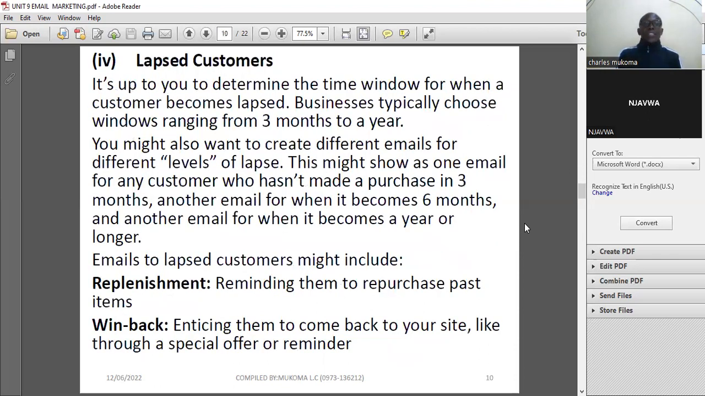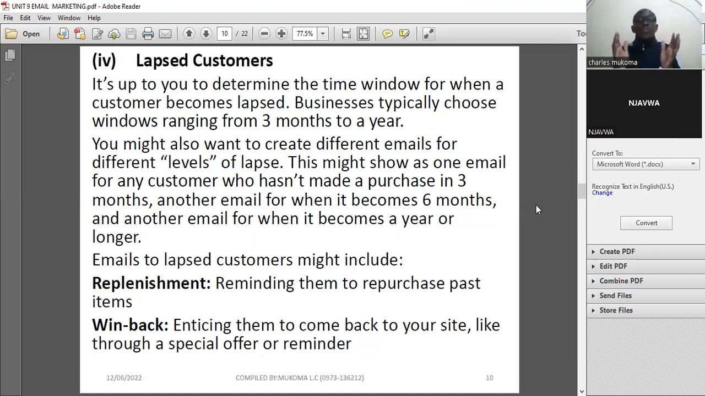Then lapsed customers. Who are these? It's up to you to determine the time window for when a customer becomes lapsed. Businesses typically choose windows ranging from 3 months to a year. So you might also want to create different emails for different levels of lapse. There are times when people who were buying from you, from nowhere they stop. This might show as one email for any customer who hasn't made a purchase in 3 months.